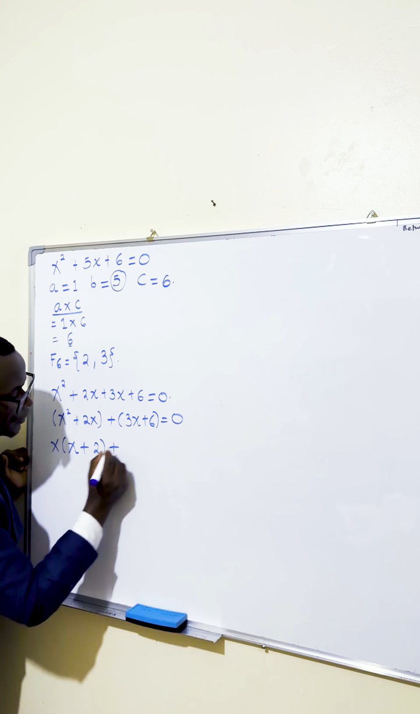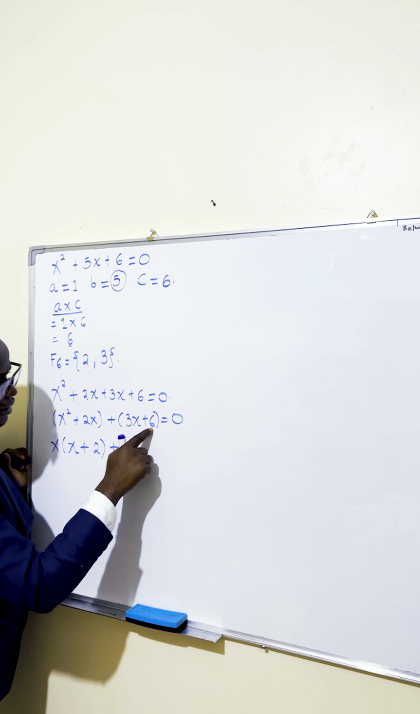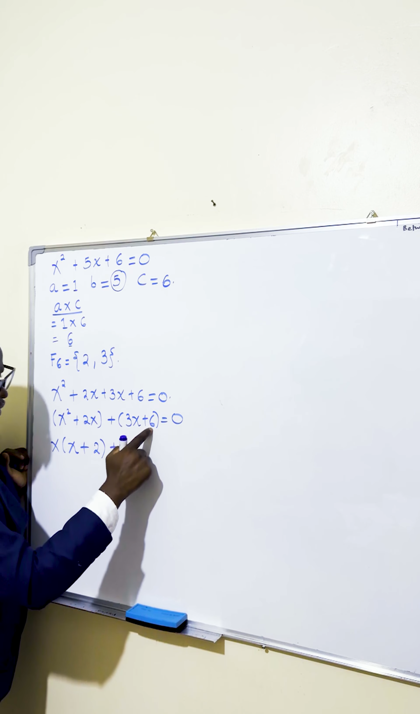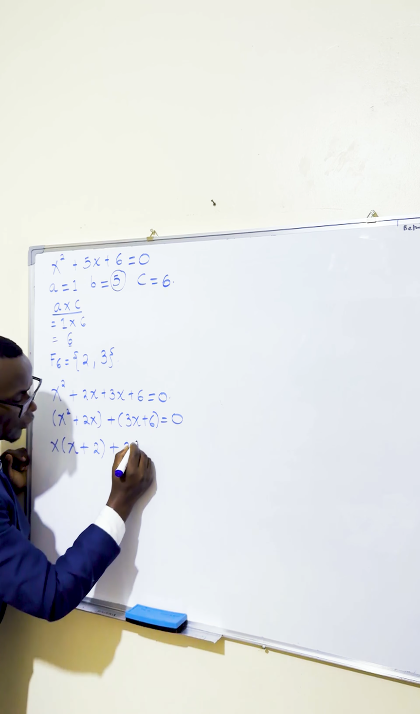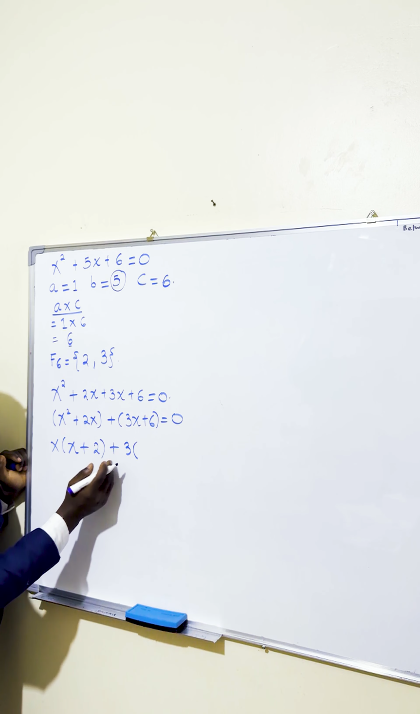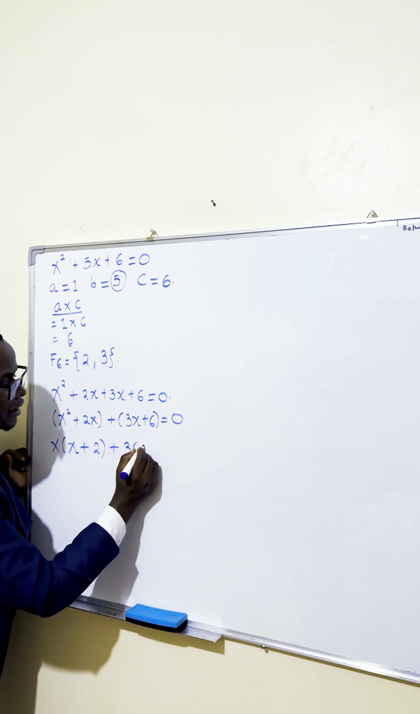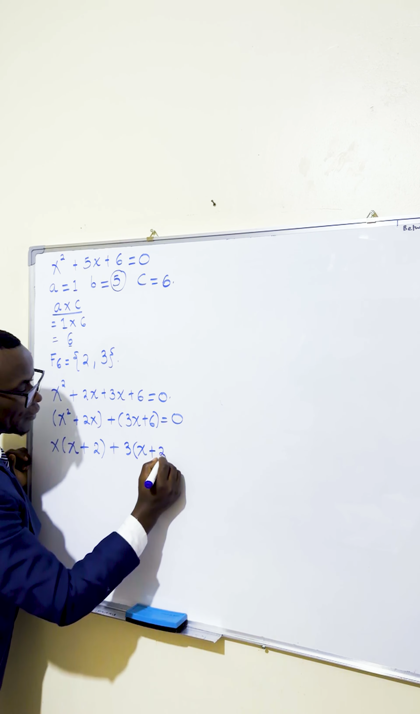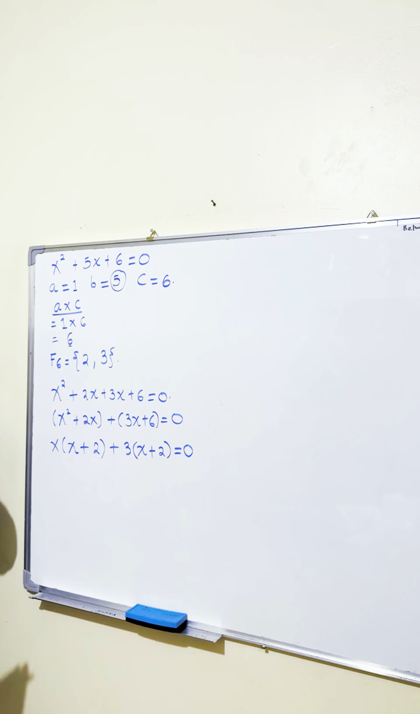Then plus. Are we together? I have 3x plus 6. Now, what is common to 3x and 6? The common number is 3. So we are going to take out 3. The moment I factorize a 3, then it means that here I'm going to be left with x, and here I'm going to be left with a 2, and everything is equal to 0.